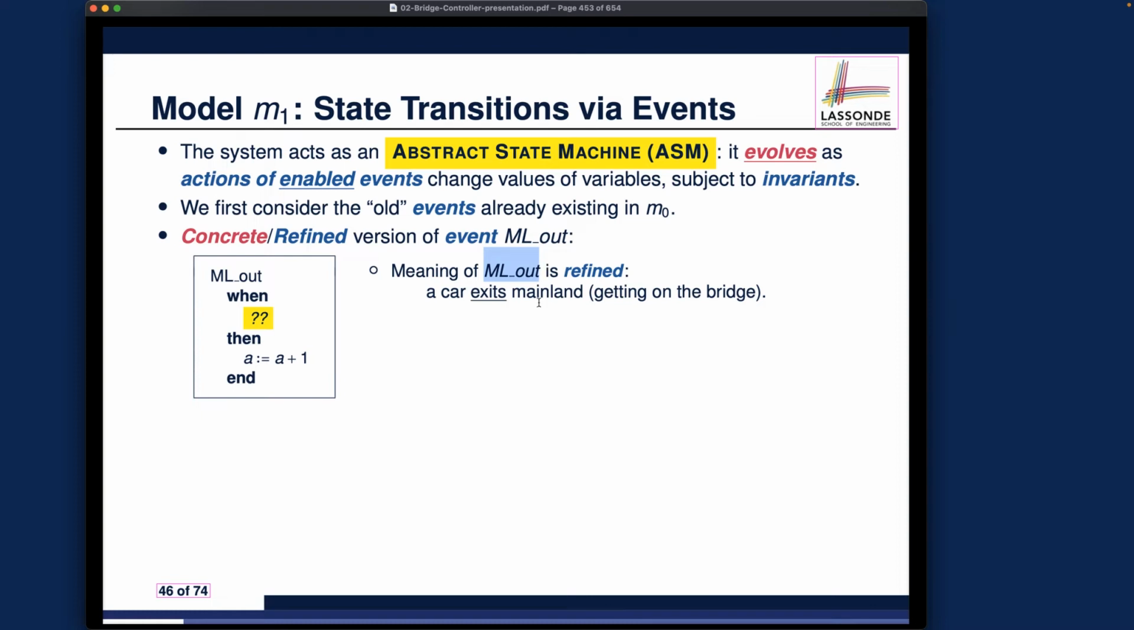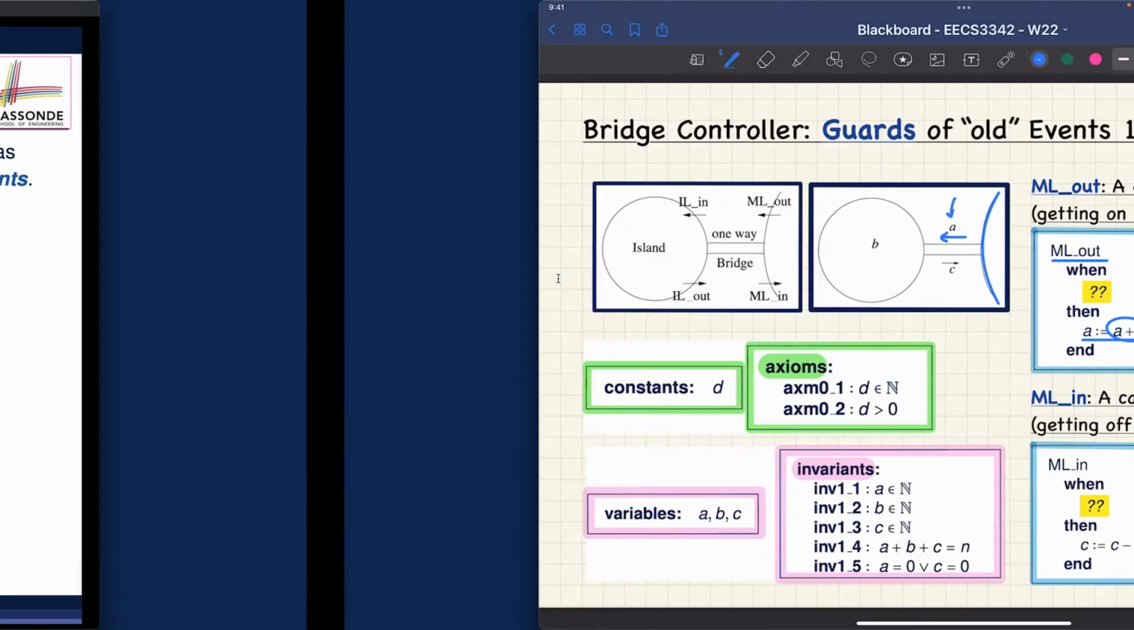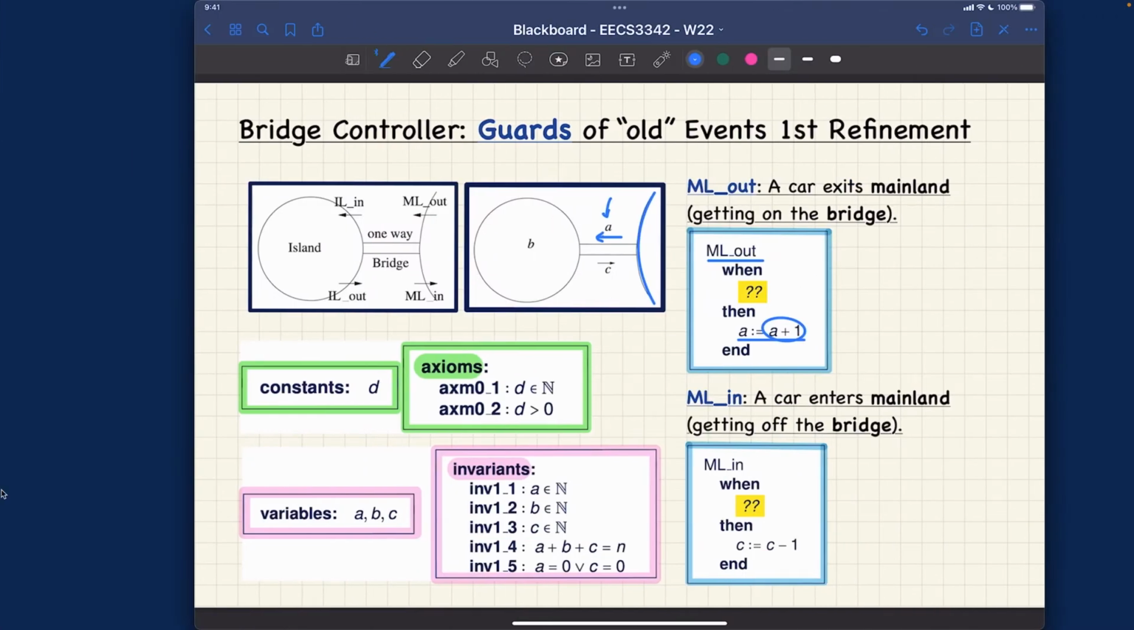But now, since we have a distinction between the island and the bridge, when we say ML out, we really mean leaving the mainland and going onto the bridge. That's what we're talking about. We're not even talking about the island, which will be taken care of by the variable b.